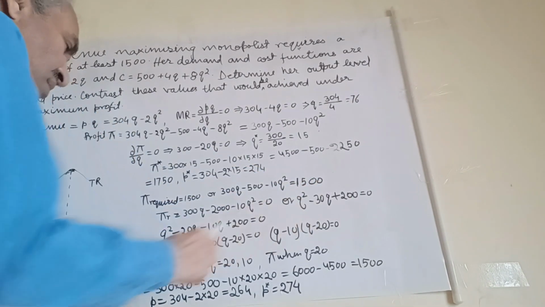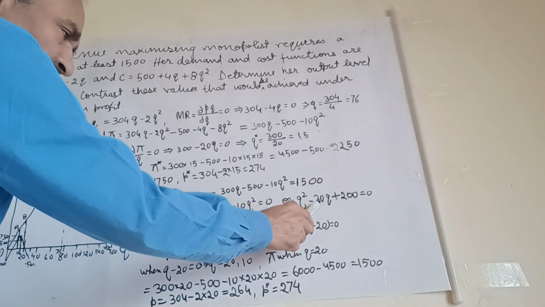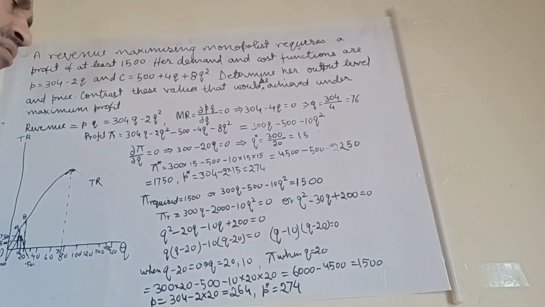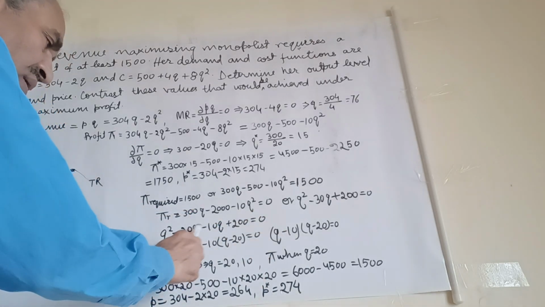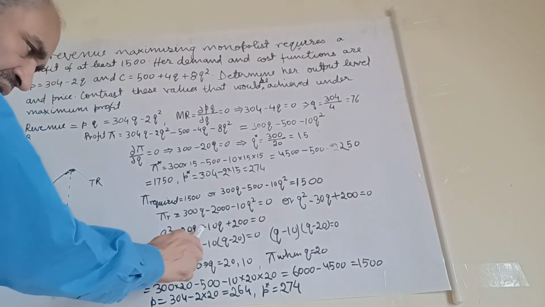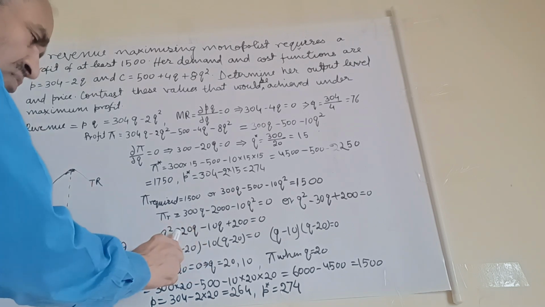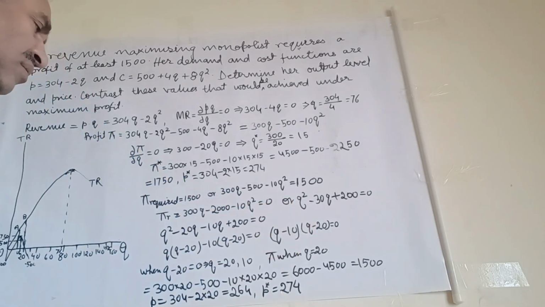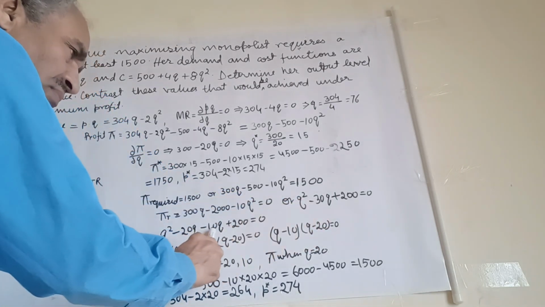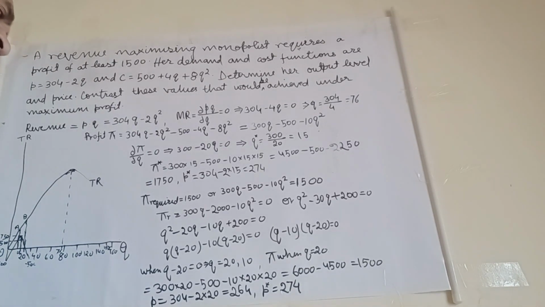Now I factorize it. On factorization I get Q square minus 20Q minus 10Q plus 200 is equal to 0, because 20 times 10 is equal to 200 and 20 plus 10 is equal to 30. Both are minus, so that way it becomes minus 30Q. This means the sum of these two should be this and the product of these two should be this. That is the rule of factorization.